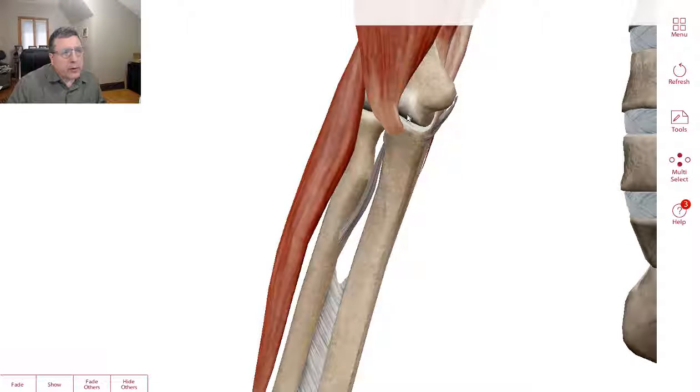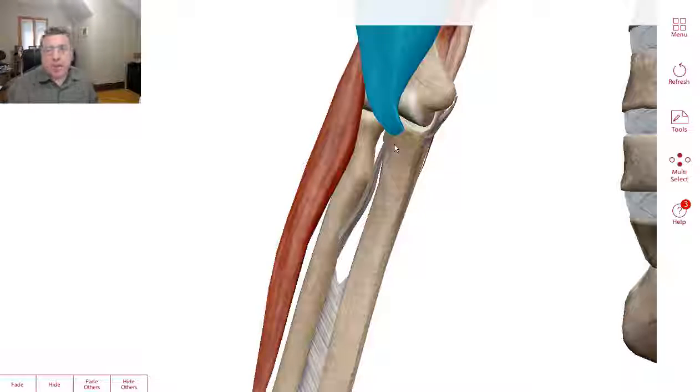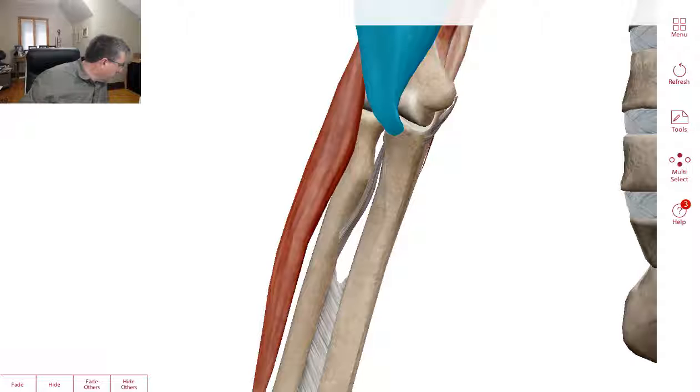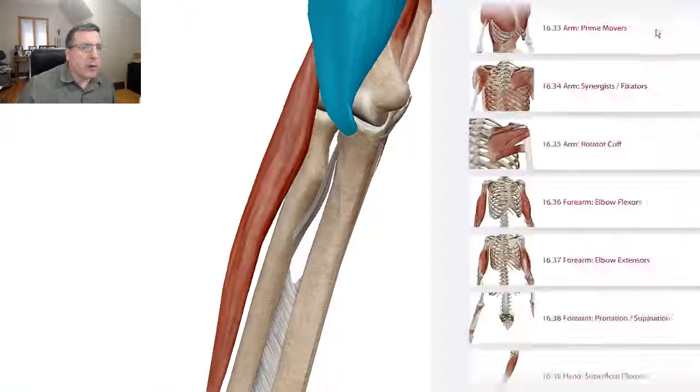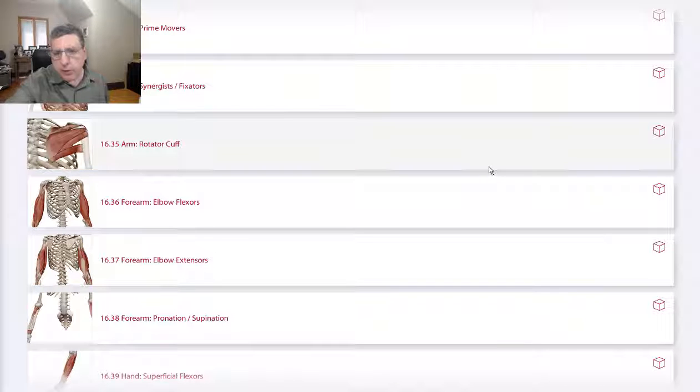So you can see it crosses the elbow, and when this muscle contracts, it will shorten and be pulling on this, causing that motion. And that one's also innervated by the musculocutaneous nerve. I do not believe we need to know the brachioradialis. No, we do not. So let's zoom out of this one and go into the next one.